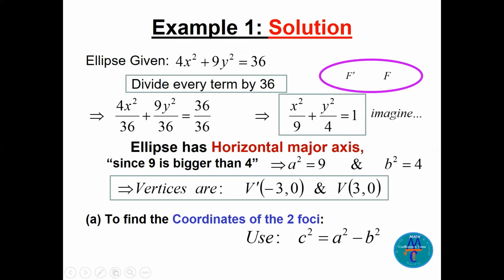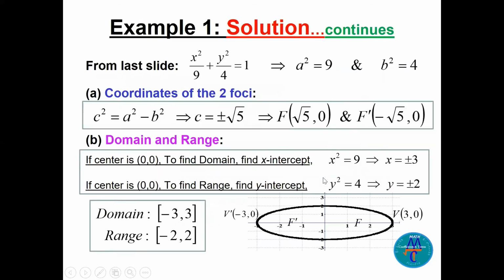Just imagine now that the ellipse will be horizontal like this. Which one is bigger? For sure, 9 is bigger than 4. So the bigger number is a squared. B squared is 4. Now on the next slide, I will find the foci. So what are the vertices here? Minus 3, 0 and 3, 0. This is V and V prime.